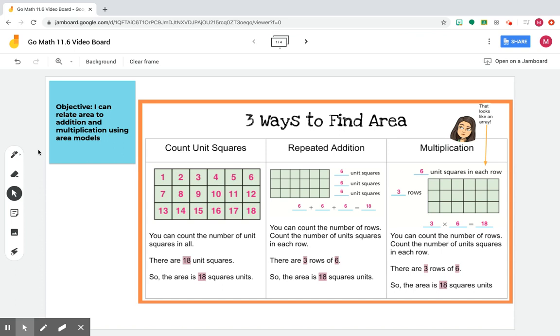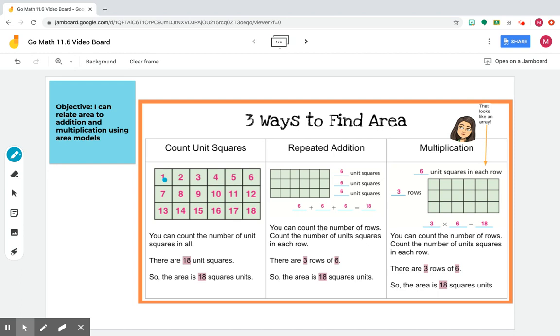Good morning, 313. Today we are going to learn how to relate area to addition and multiplication using our area models. And now we learned that there are three different ways that we can find area.